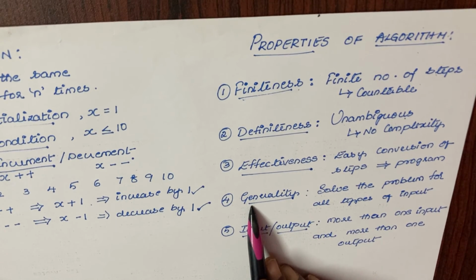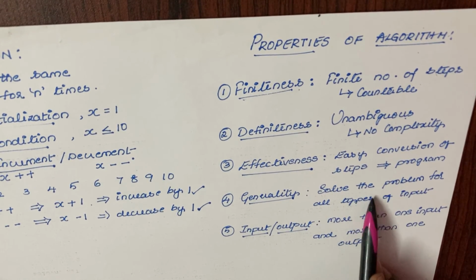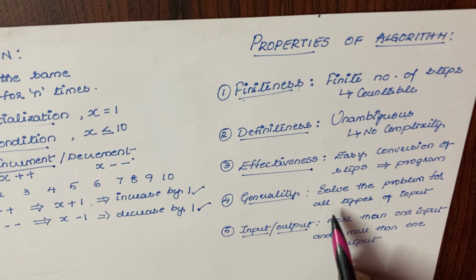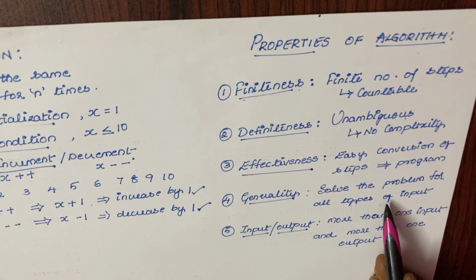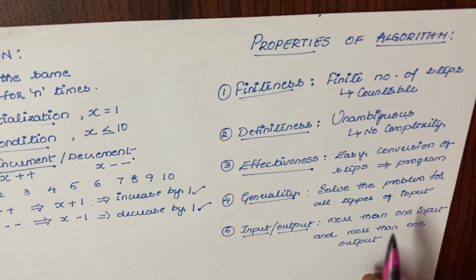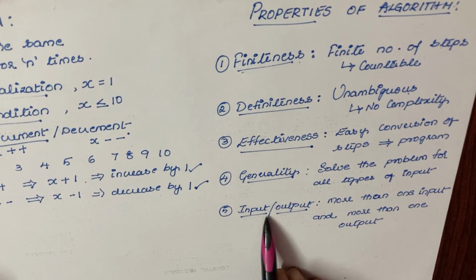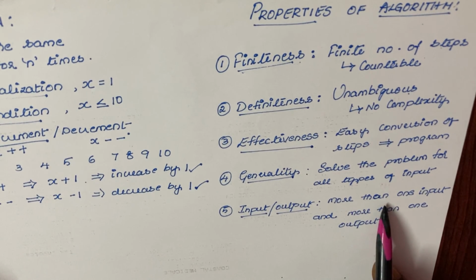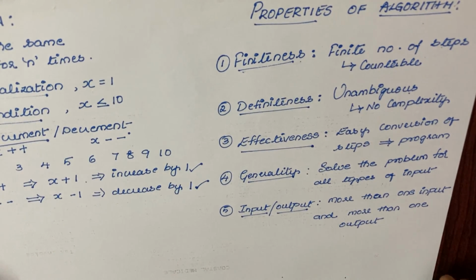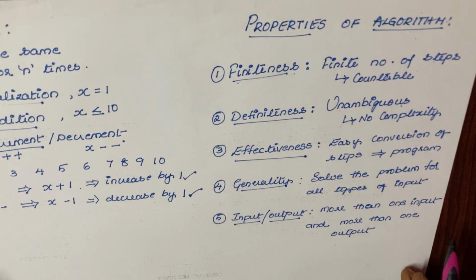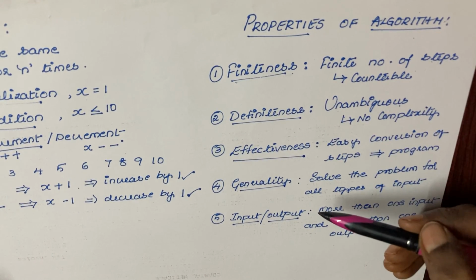Next, coming to generality. Generality means we can solve the problem for more than one input. We can give any type of input for the problem and get the output. Different inputs will be accepted. That is called generality. And for input and output, we can give more than one input and get more than one output. So all these are the different properties of the algorithm.